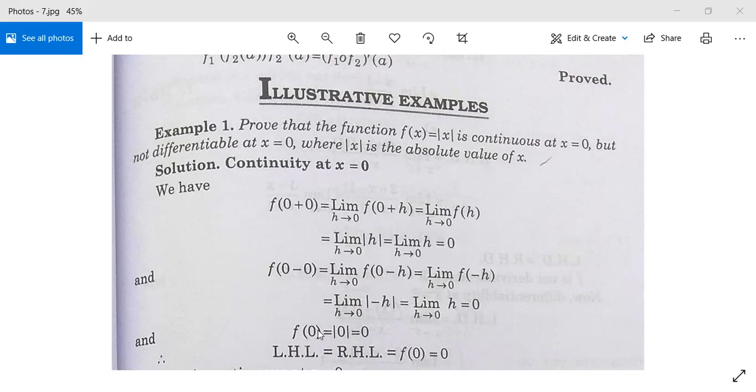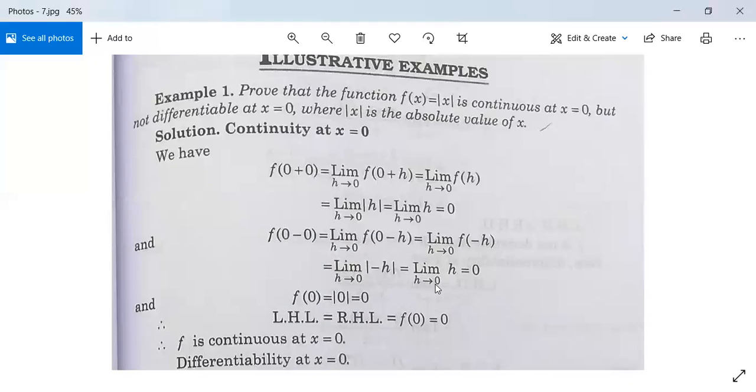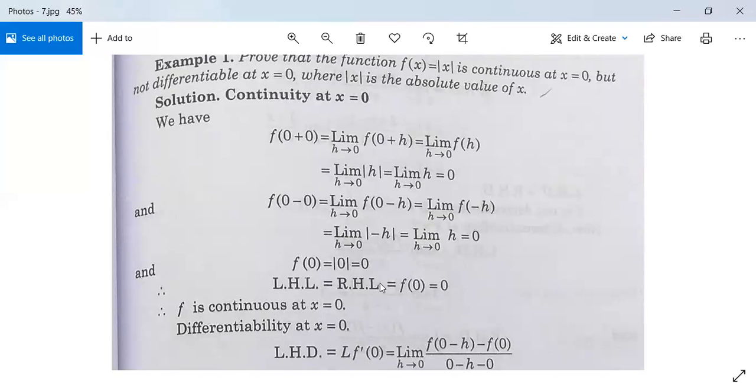So f of 0 is equal to modulus 0, it is your 0. So left hand limit is equal to right hand limit, it is equal to f(0) is equal to 0. So limit of the function is equal to value of the function. Therefore, the function f is continuous at x equal to 0. Now we need to check the differentiability at x equal to 0.